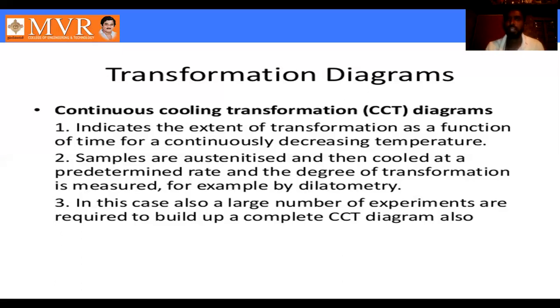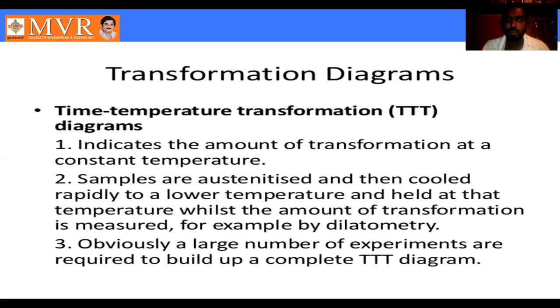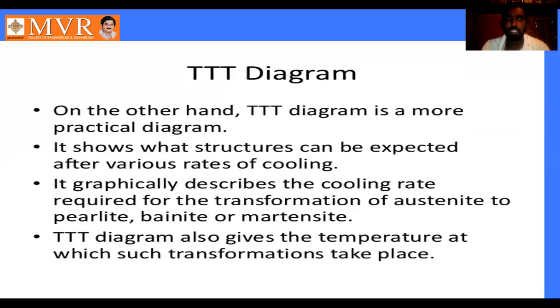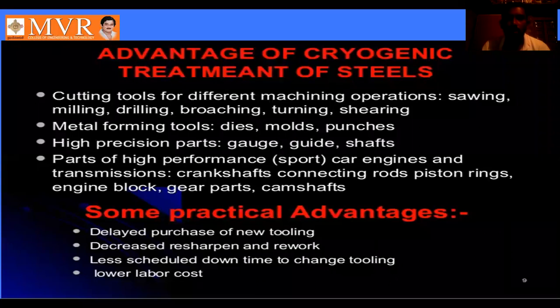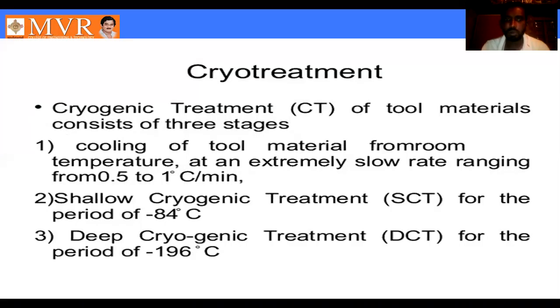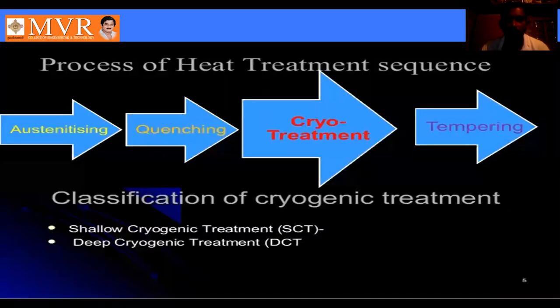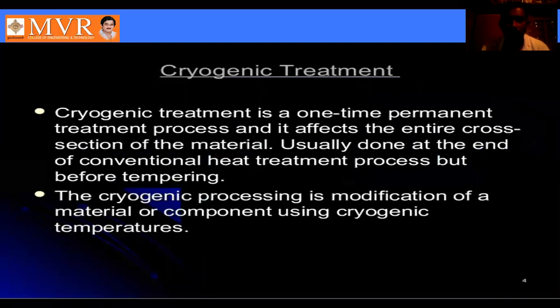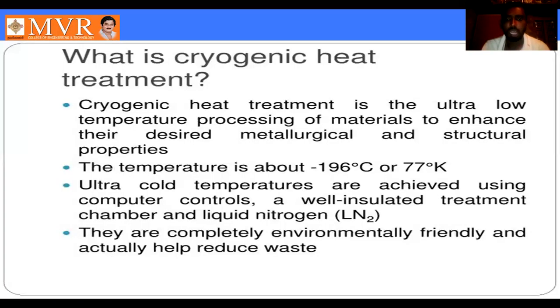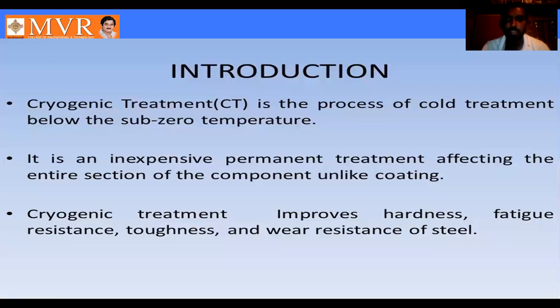So that is our today's class. In today's class, we will discuss, first, the topic of cryogenic heat treatment of alloys. Cryogenic heat treatment is one of the heat treatment procedures. In this heat treatment procedure, we use low temperature. By using low temperature, we treat the metal and improve some of the properties.